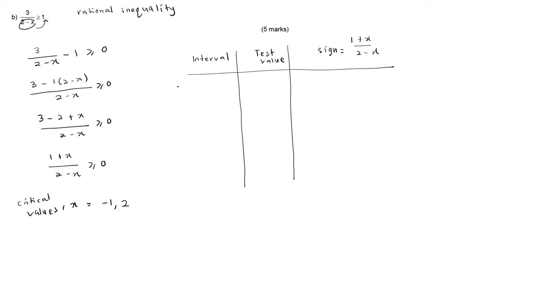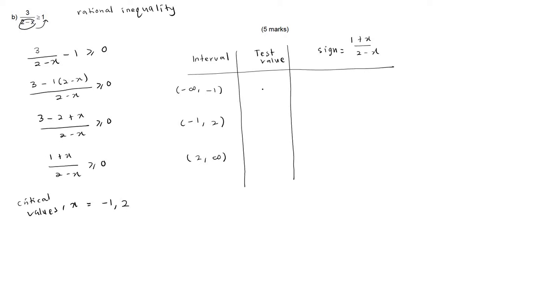Okay, first interval, always start from negative infinity and choose the smaller value between the two critical values. So the smaller value is negative 1. And then the second interval, negative 1 until 2, the second value. And then the last one is until positive infinity. Always start from negative infinity and end at positive infinity, and arrange your critical values from smallest to largest. Choose one test value from each particular interval.